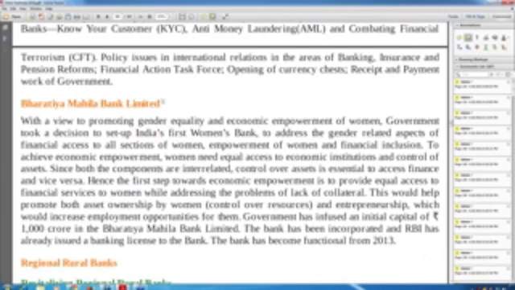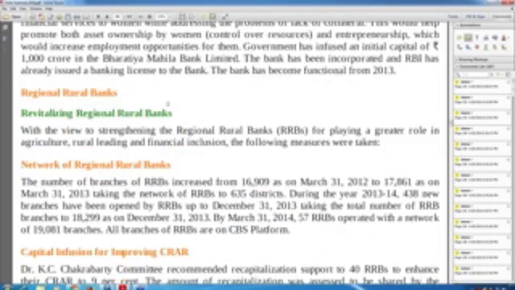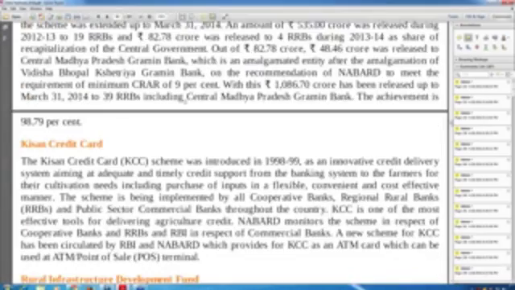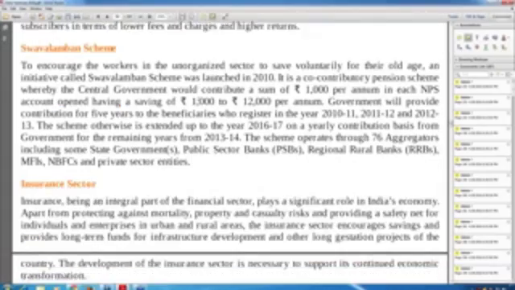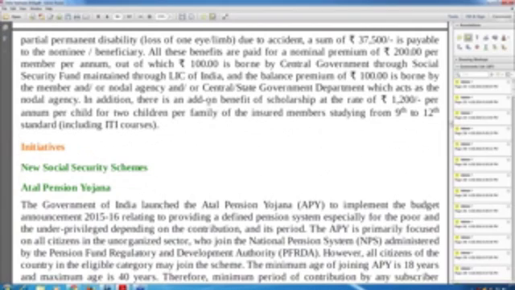Just see finance. Can you see gold monetization scheme and sovereign gold scheme? The other information in between is not required for you. Right? So in the gold monetization scheme and sovereign gold bond scheme, can you see the last 4 lines?